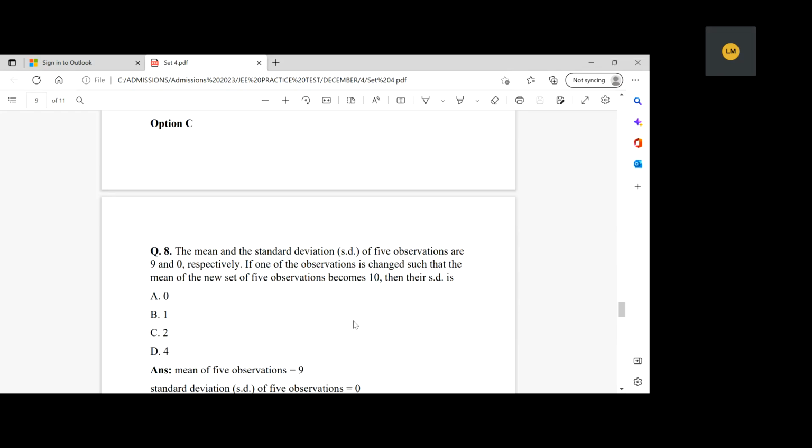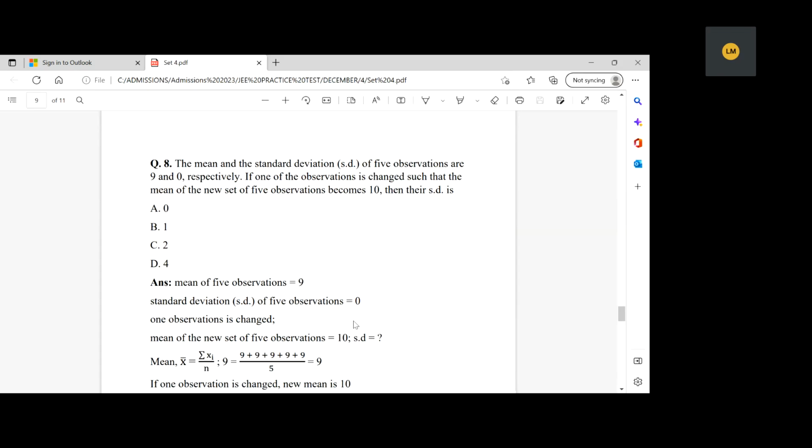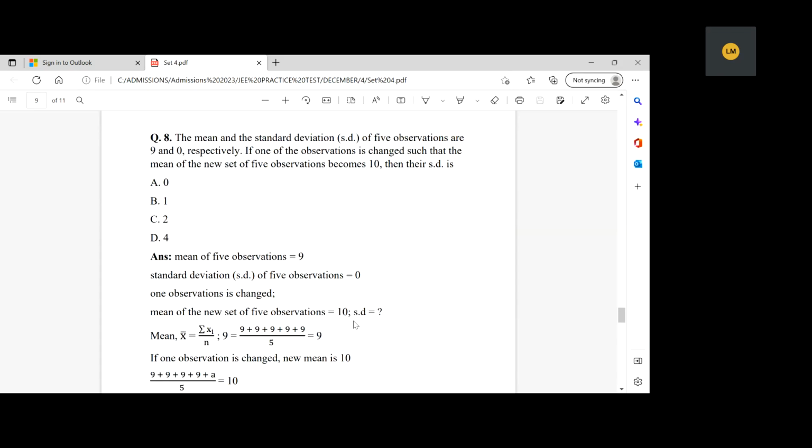The mean and the standard deviation of first five observations are 9 and 0. Maybe any five observations. If one of the observations is changed such that the new mean of the five observations becomes 10, what is their standard deviation? So we have the basic idea that is given in the question. The first basic thing is, the mean of a set of observations is given as 9, and it's just five observations. You can just find it, right?